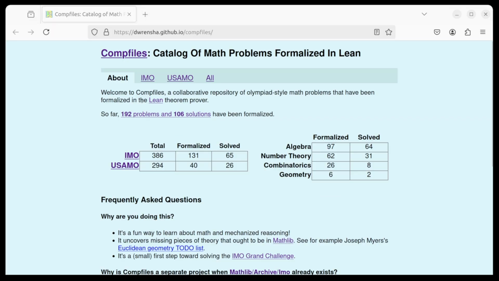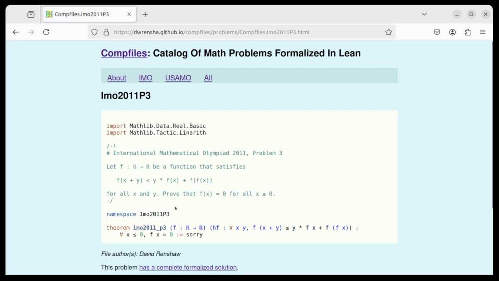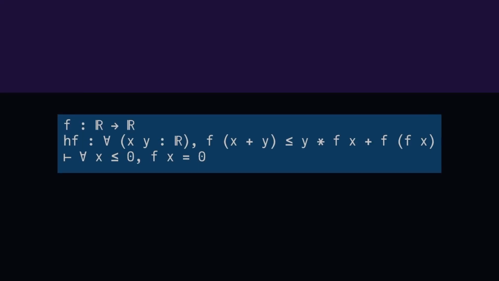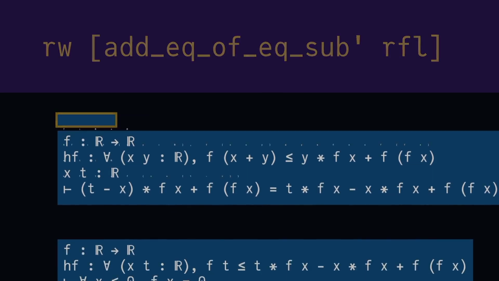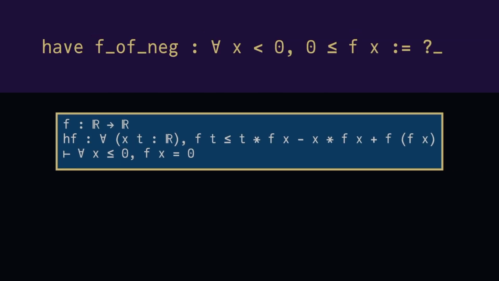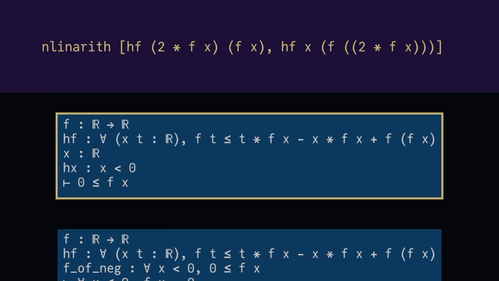And now it's time for one last proof animation, this one from the 2011 International Mathematical Olympiad. We are given a function f constrained by an inequality hf, and we need to prove that f of x is 0 for all non-positive x. We start with a reparameterization of hf, which is shown to be valid by a direct calculation. We then propose to show that for all negative x, f of x is non-negative. That follows from the nlinarith tactic, along with two particular instantiations of hf.